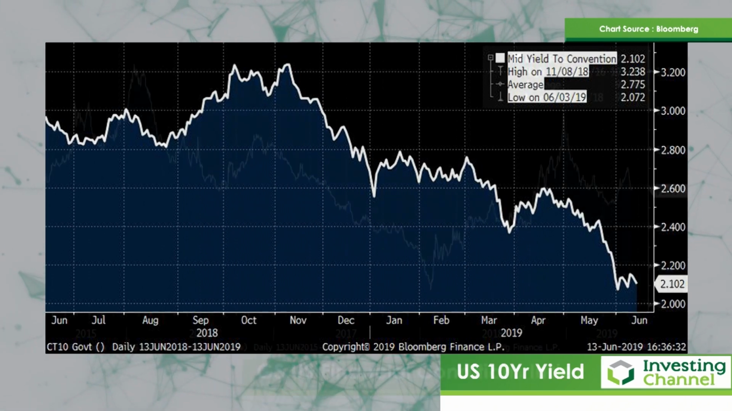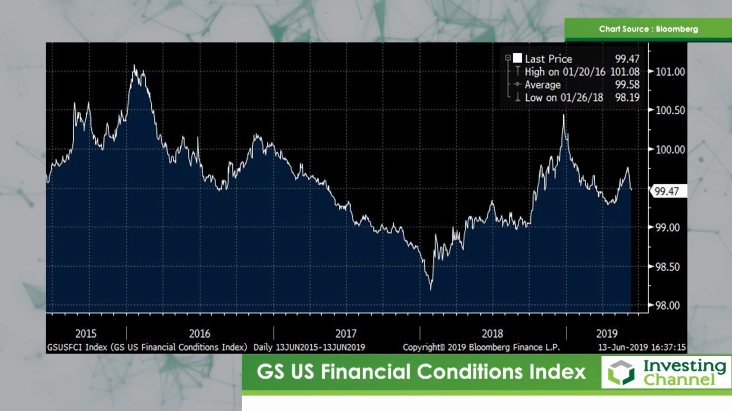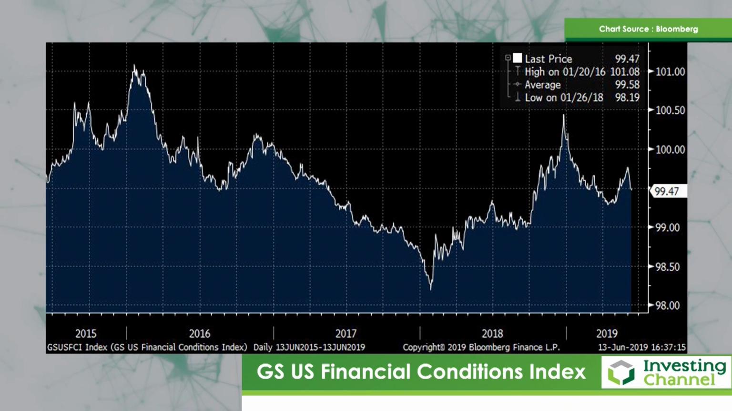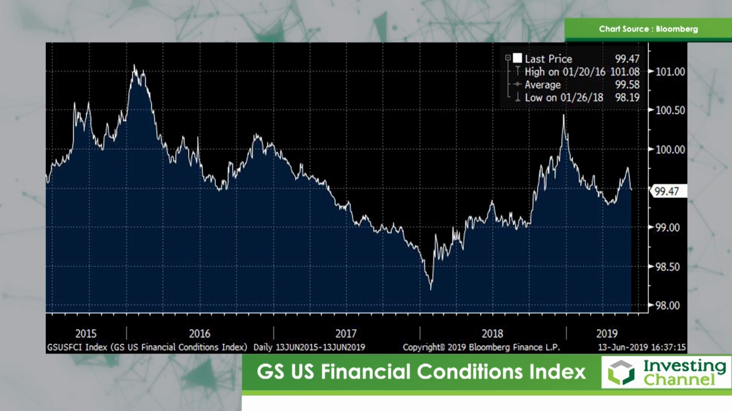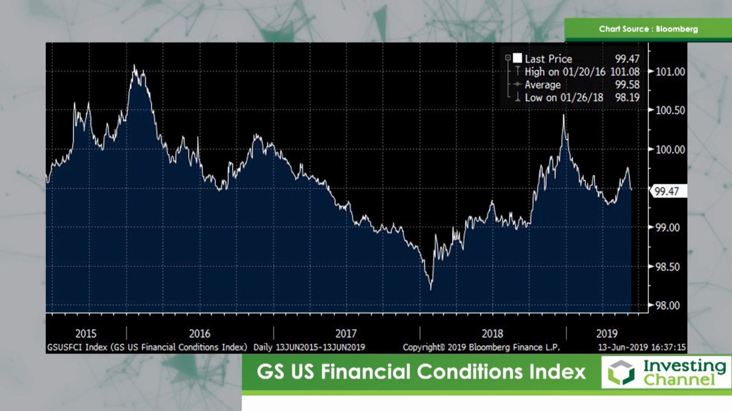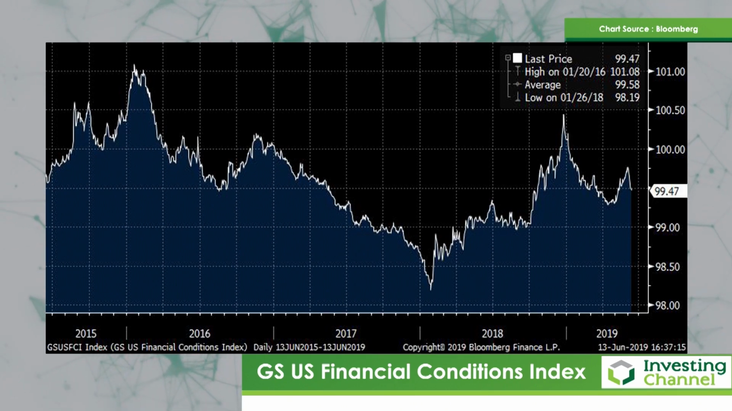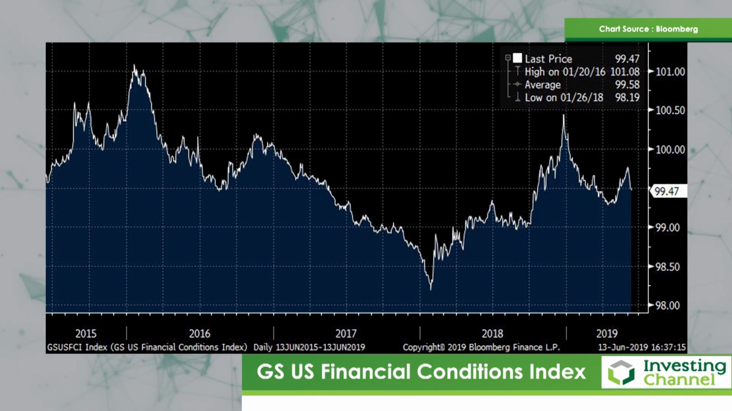Let's have a look at a couple of other things here. I think a chart which I often post up is the Goldman Sachs US Financial Conditions Index. As one can see, since the Fed started hiking policy back in 2015, we're in the middle of the range. Financial conditions aren't particularly tight, and they're not particularly loose either. So from that aspect, one can also basically surmise that there's not a lot of stress in the US financial system.